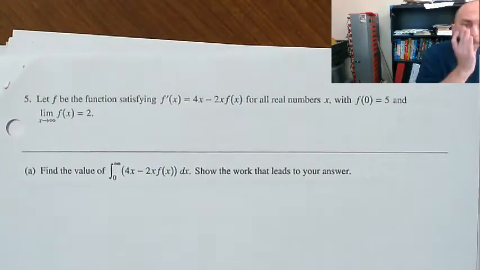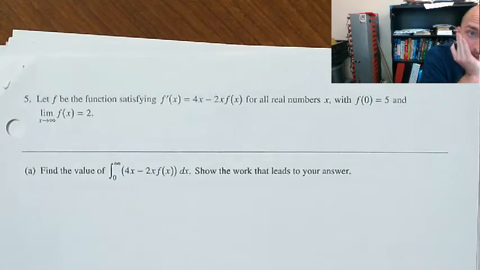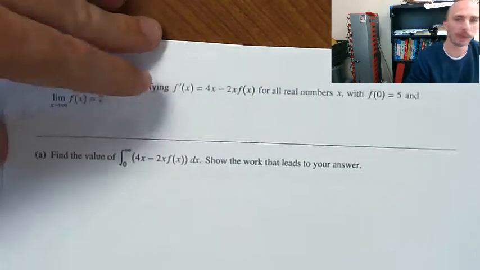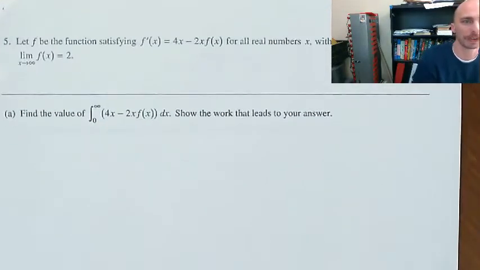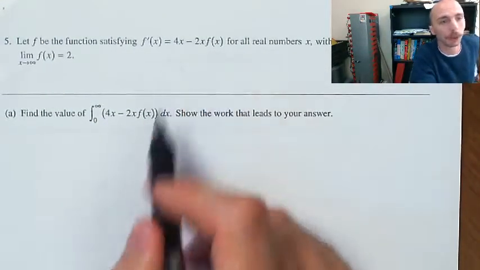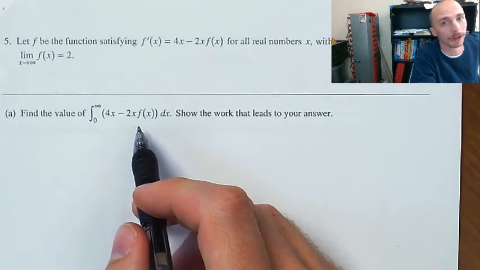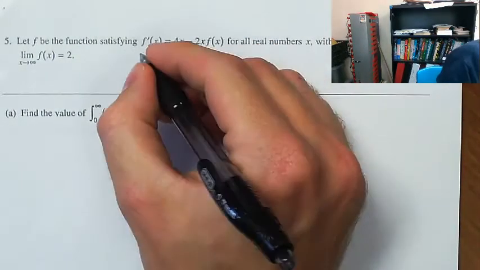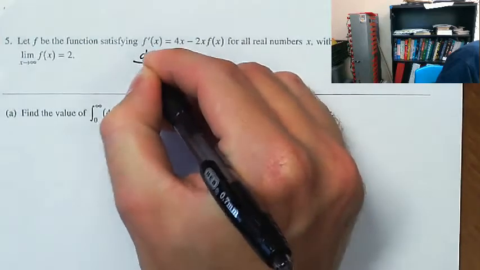All right, f prime equals 4x minus 2x f of x for all real numbers x, with f of 0 equals 5 and the limit of f equals 2. Interesting. I like where this one's headed, because I think there's probably going to be separation of variables, because this is a disguised differential equation. There's an improper integral, which we haven't talked about in a while, and we need to talk about justifying our answers on those. And I think this, Euler's method. That's a good one.